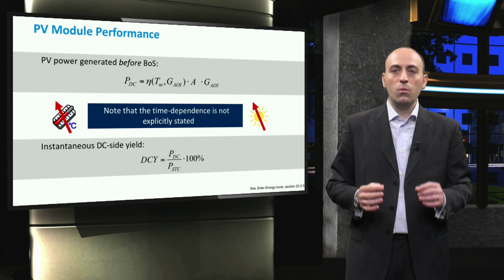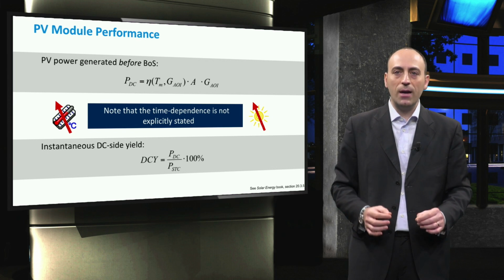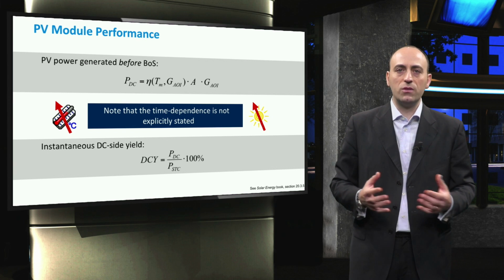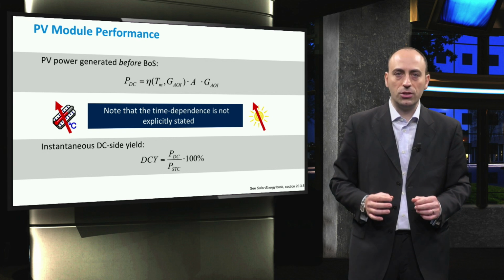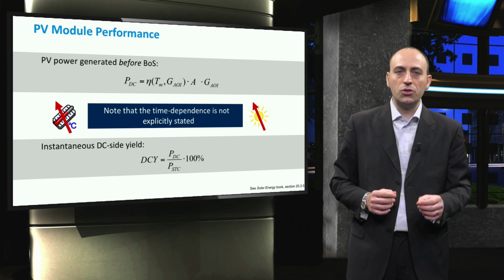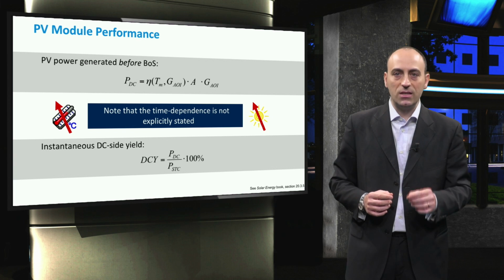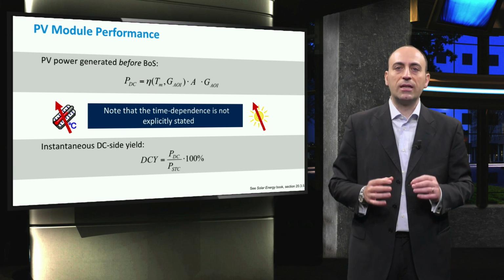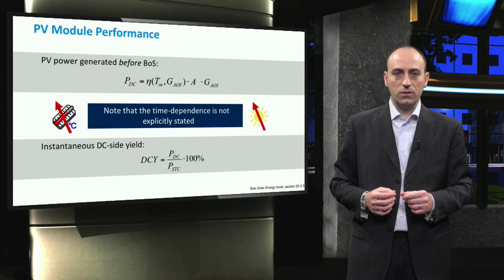Before we conclude, we stress that this equation is time-dependent, but such a dependency is not explicitly stated for the sake of reporting a tidy equation. So in every moment of the day, a pair of module temperature and incidence irradiance exists. As this is an instantaneous information, it can be used for discrete time simulations.